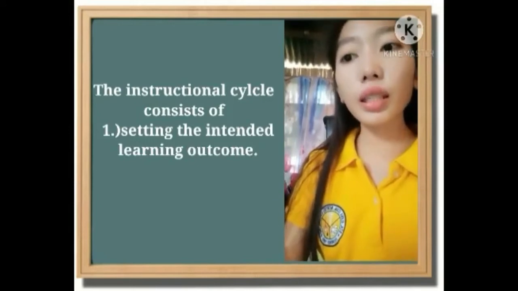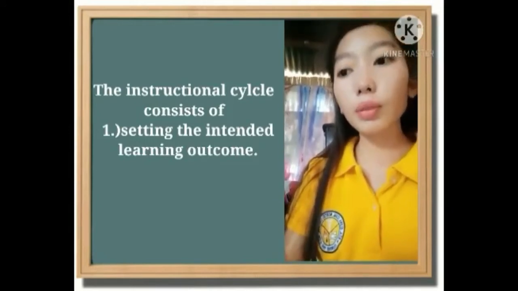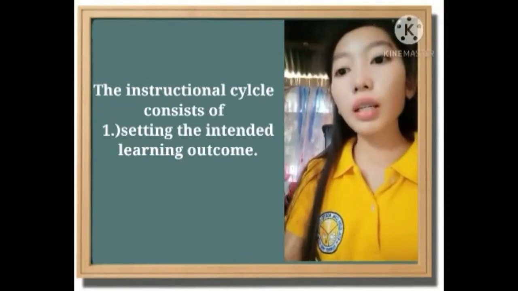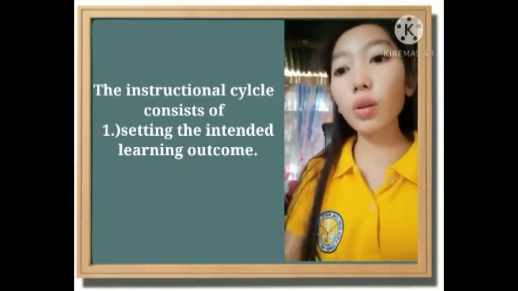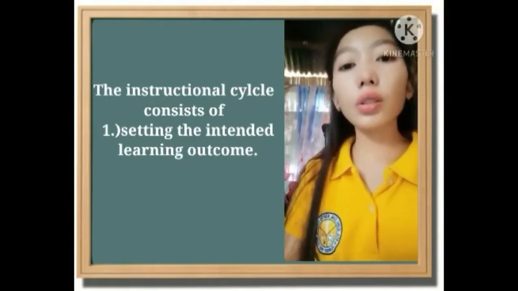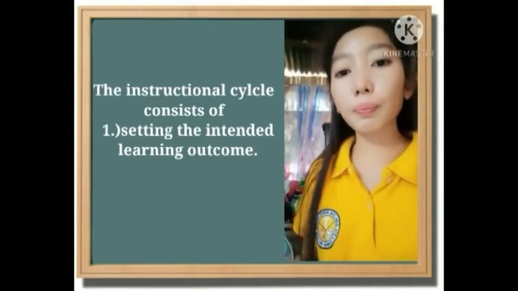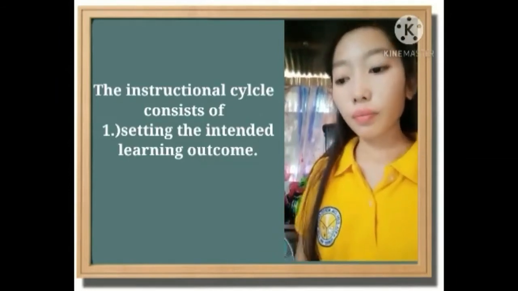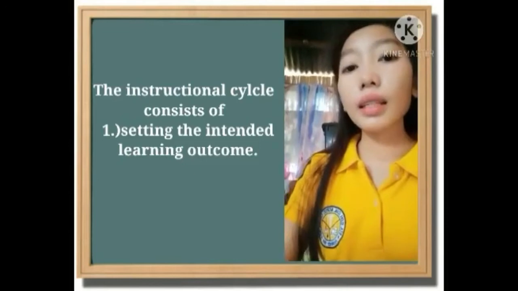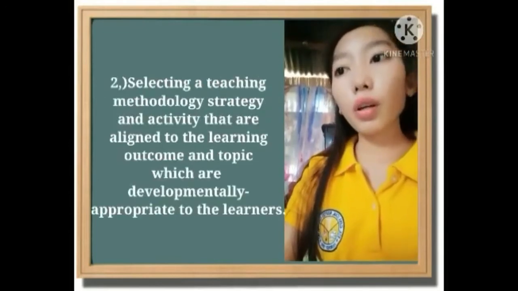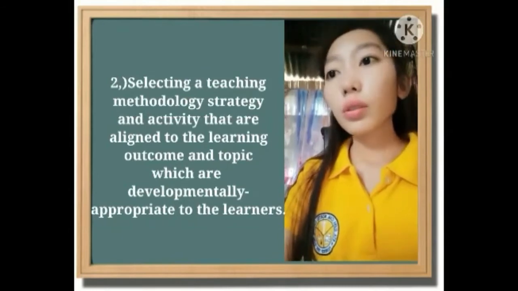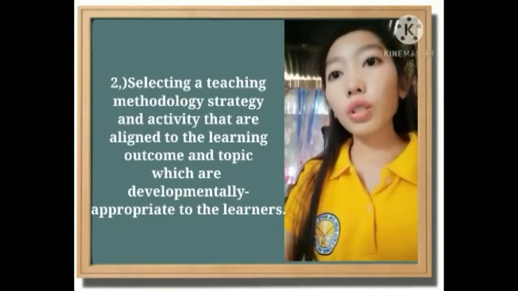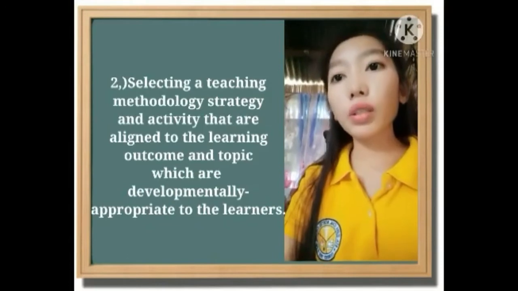In other words, in OBTL, you first establish your intended learning outcomes, then you will determine which teaching learning activities you will use and also the assessment tasks you will have to use to find out if you attained your intended learning outcome. Second is selecting a teaching methodology, strategy, and activity that are aligned to the learning outcome in topic which are developmentally appropriate to the learners.